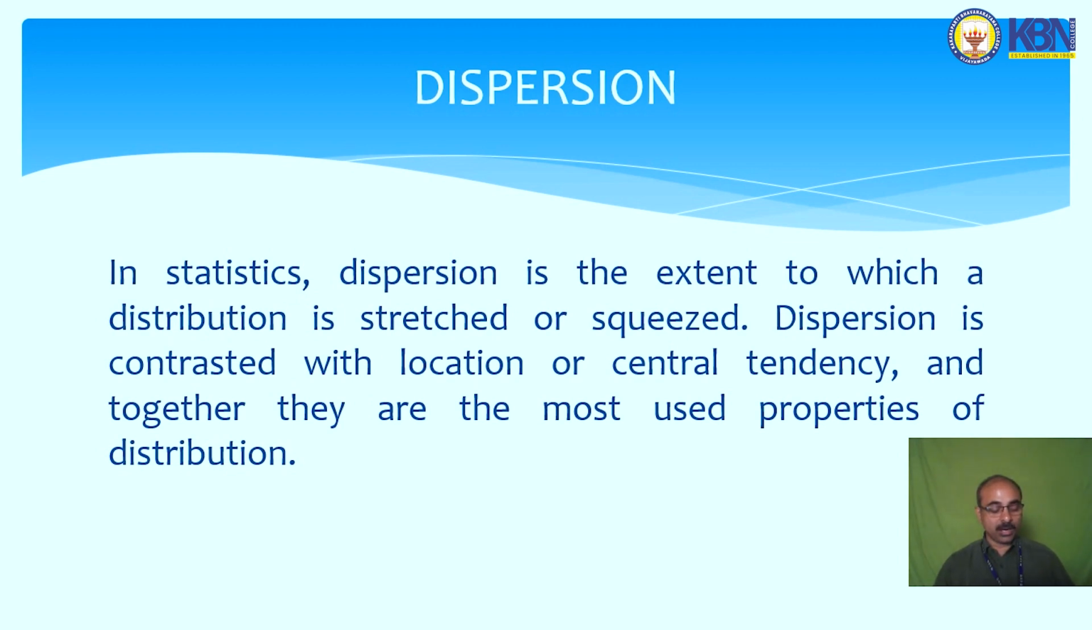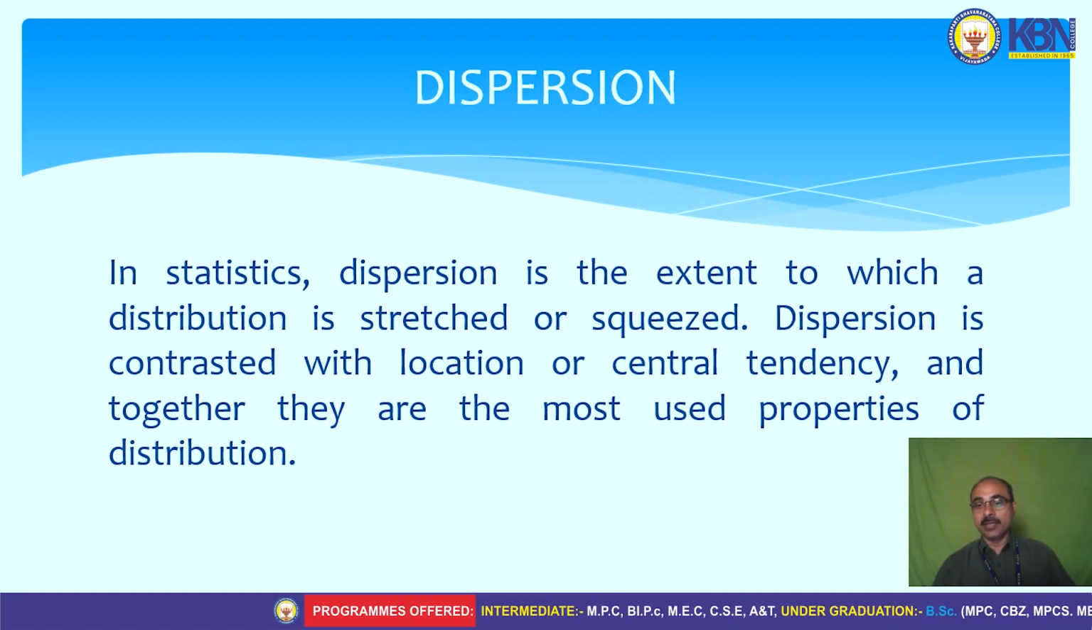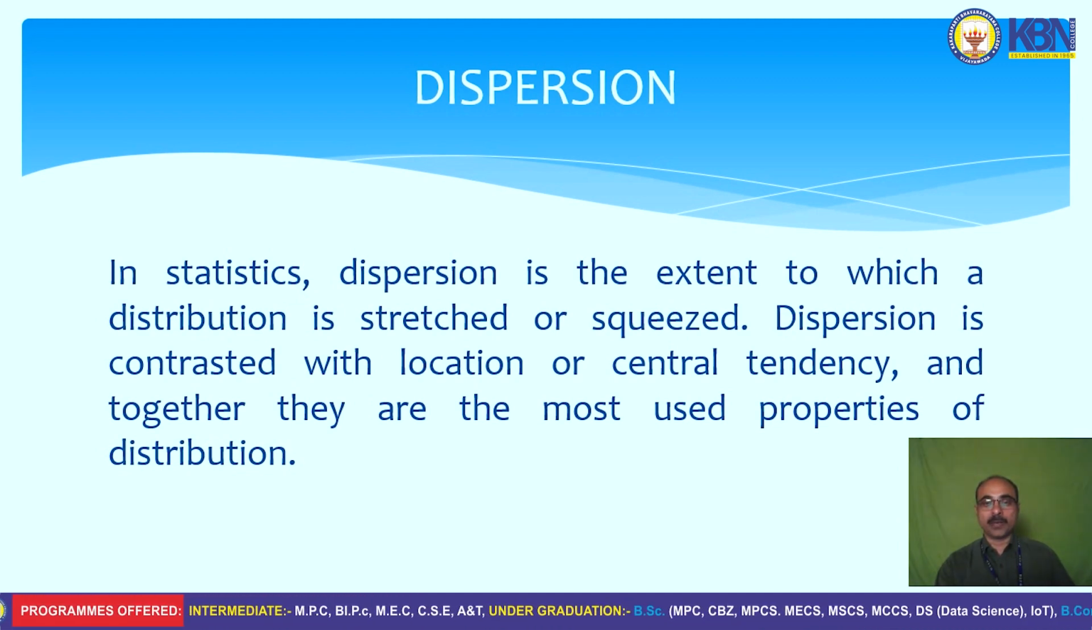Dispersion is a measure of variation of items. Dispersion is a measure of the extent to which the individual items vary. Dispersion is the degree of scatter or variation of the variables about a central value. Particularly, dispersion means nothing but the place where the entire distribution is deviated, stretched, squeezed, scattered. All these terms come under dispersion.